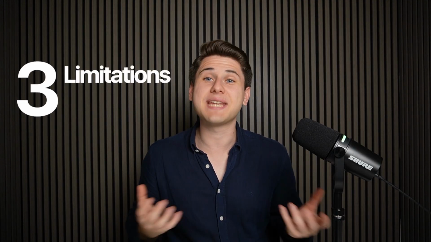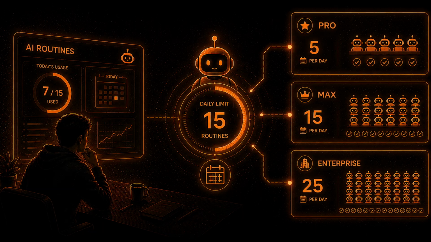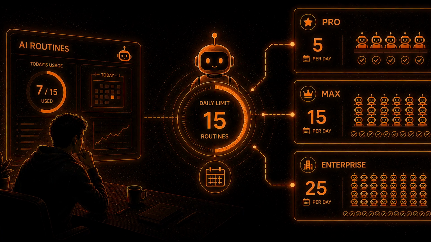Now, before we end the video, I do want to give a disclaimer that there are 3 negative things, 3 limitations, let's say, when it comes to routines. Number one is that there is a limit, so it depends on the plan that you have. If you have the Pro plan, you have 5 uses per day. You can run 5 different routines per day. If you have the Max plan, you can do 15. And if you have the Enterprise plan, you can do 25.